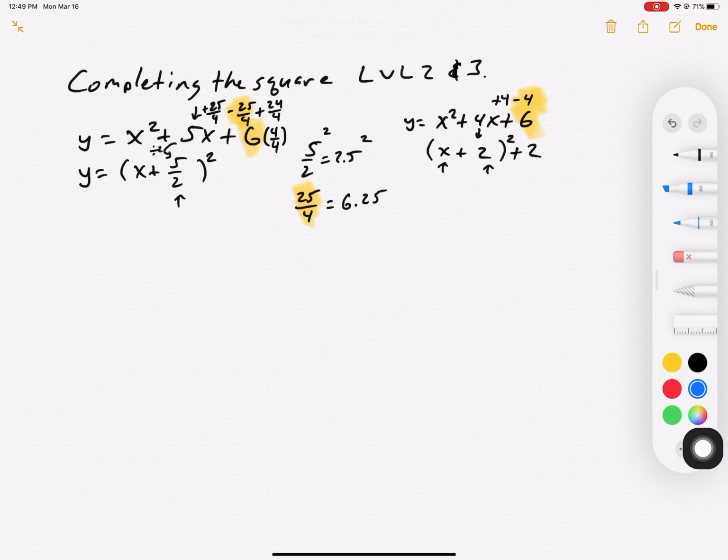We can combine this way now, right? We can combine this way. And we're going to end up with negative 25 minus 24, which is negative 1 over 4. And this helps us. So now that we've completed the square, we're finished. We can say the vertex is negative 5 over 2, comma, negative 1 over 4.